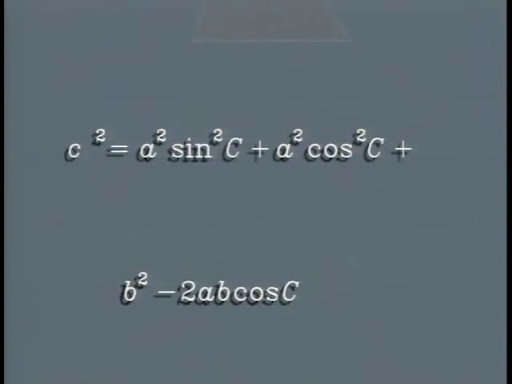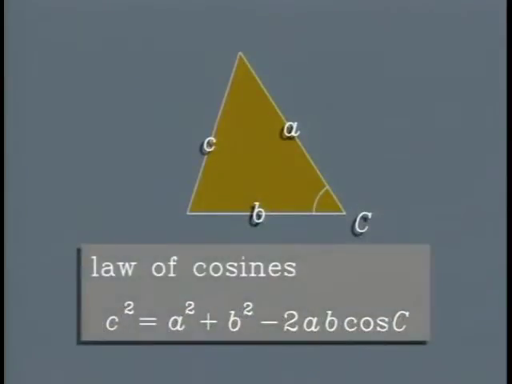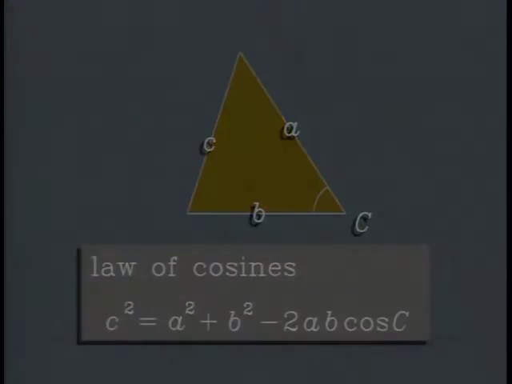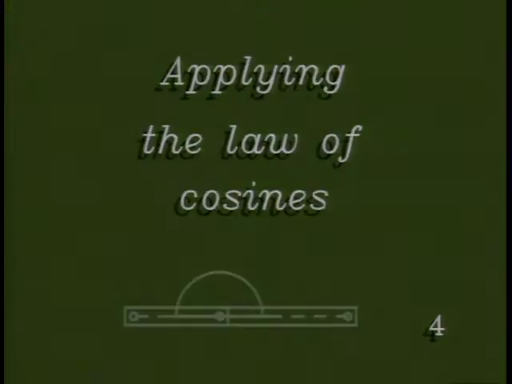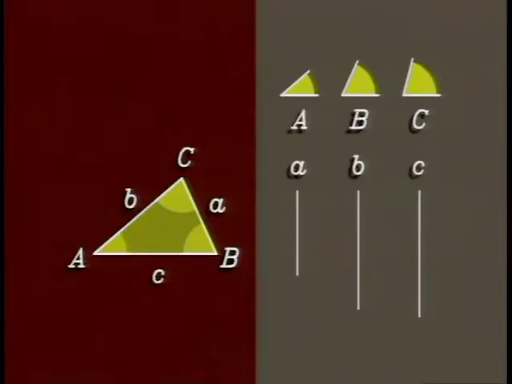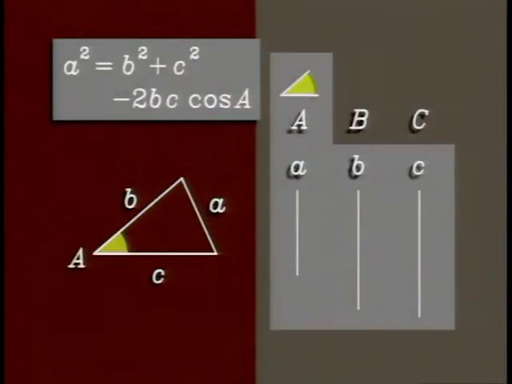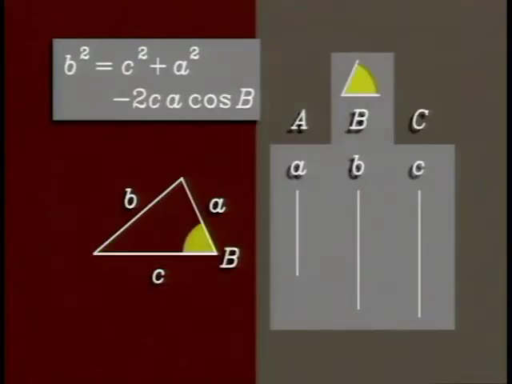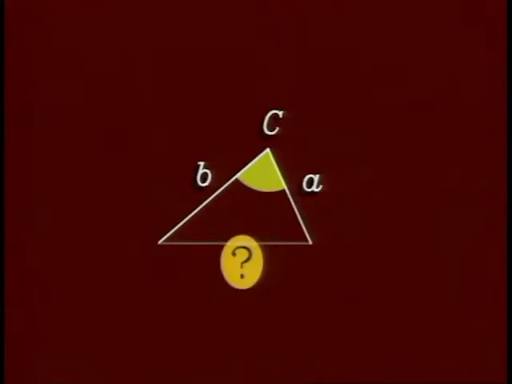Square the first two terms and remove the common factor. Apply the Pythagorean identity and we find the law of cosines once again. Each form of the law of cosines relates 4 of the 6 parts of a triangle, 3 sides and 1 angle. So if you know 3 of the 4, you can find the 4th. For example, if you know 2 sides and the angle between them, the law of cosines is just what you need to find the 3rd side.